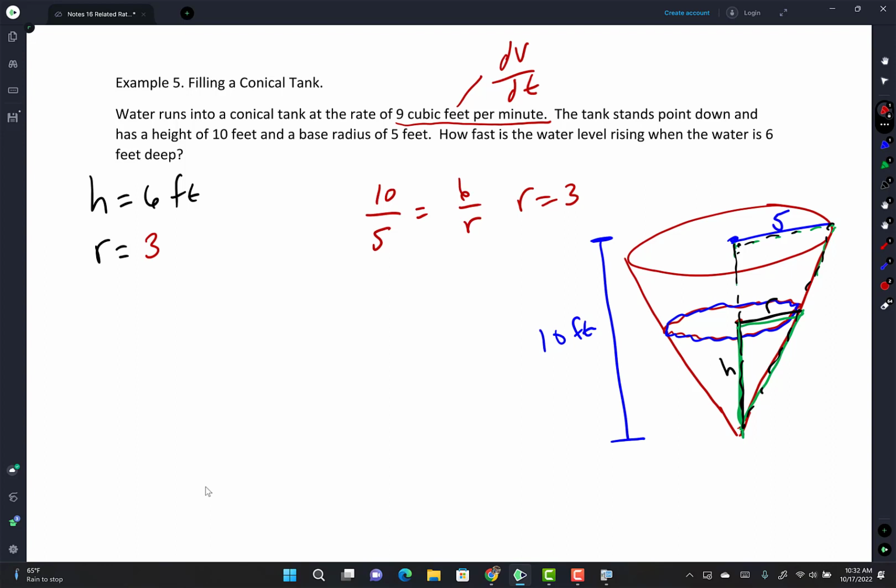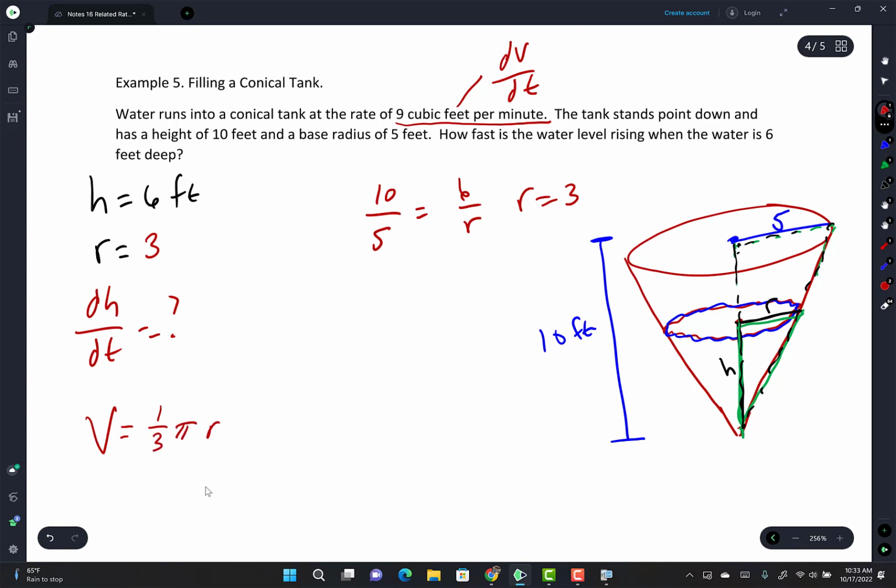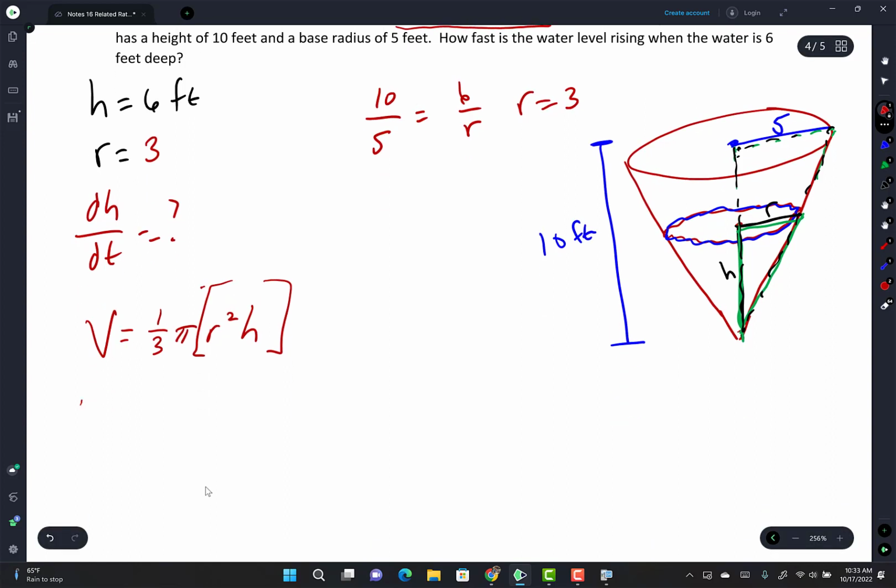Well, we need more stuff. How fast is the water level rising? So they want dH dt, question mark. Here we go. Volume equals, what was my volume formula for a cone? 1/3 pi r squared h. I'm going to do product rule with the r squared h like that. The 1/3 pi is just a constant. So here we go. dV dt, I'm taking the derivative with respect to time, is equal to, I'm going to leave this as pi over 3 instead of 1/3 pi. Is that okay with you guys?